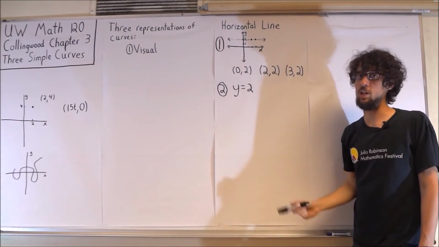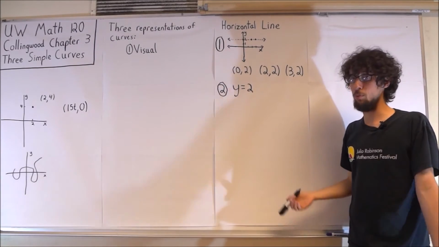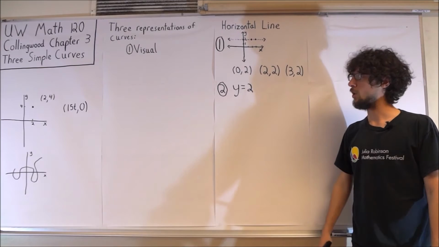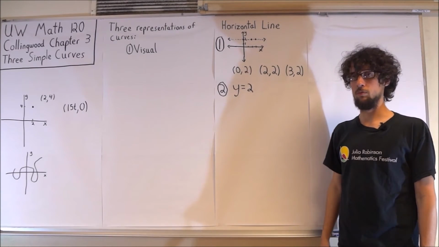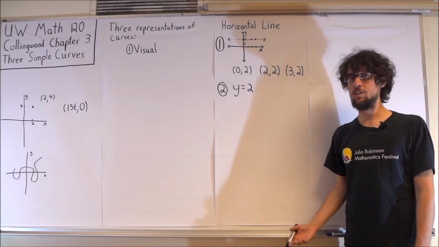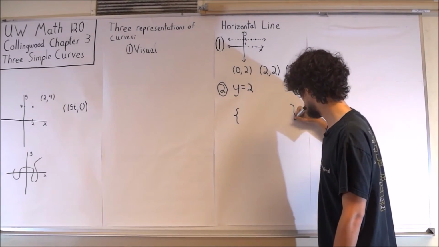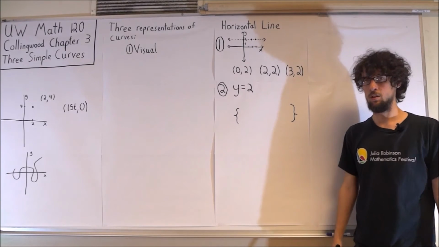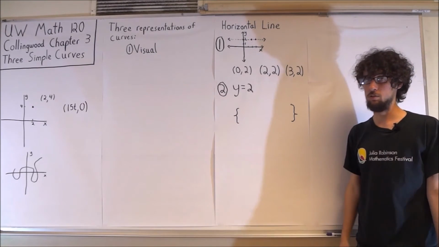Our first representation was visual, and our second representation was in the form of an equation in terms of x and y. Our final representation of this line is a little bit newer in a pre-calculus course. In higher mathematics, we start seeing these symbols all the time. These curly brackets denote a set. What do we mean by a set? We mean a collection of objects.